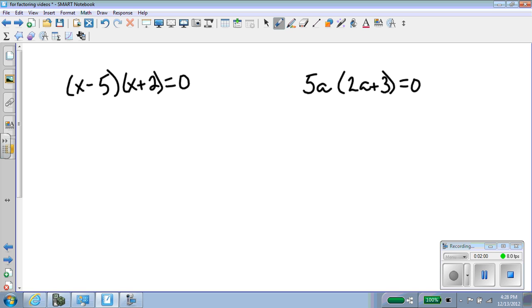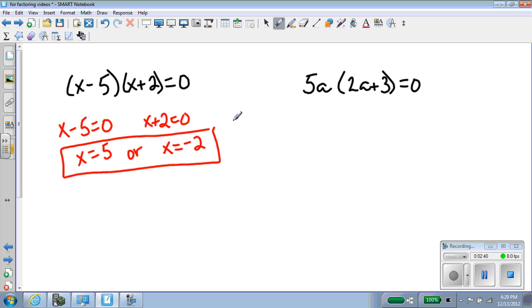Okay, so now we're ready to look at some quadratic equations. So we're going to start really simply. This has already been factored. X minus 5 times x plus 2 equals 0. So we see we have this binomial times this binomial equals 0. That must mean that either x minus 5 equals 0 or x plus 2 equals 0, which would mean x is 5 or x is negative 2. Those are our two solutions.